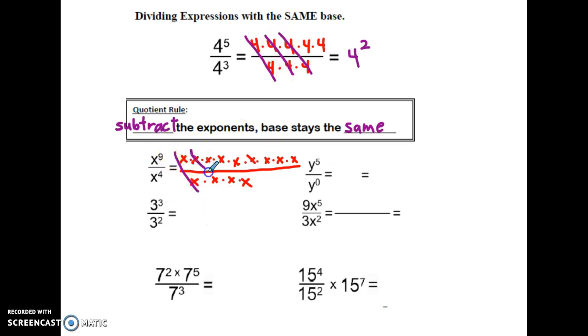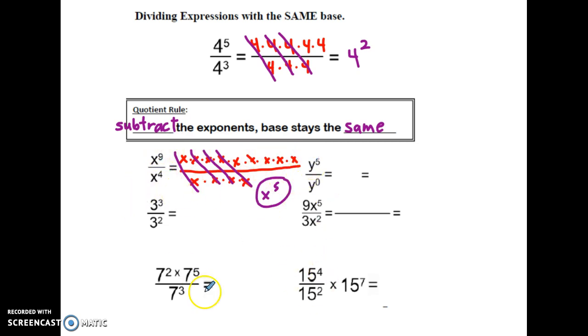What we want to do now is cancel out all these values that would divide out and cancel anyway. So we have 1, 2, 3, 4, 5. We have x to the 5th left over for that problem. So again, we just use the quotient rule. And a shortcut would have been to just leave it the way it was. 9 minus 4 is 5. And we're done without having to write this out.